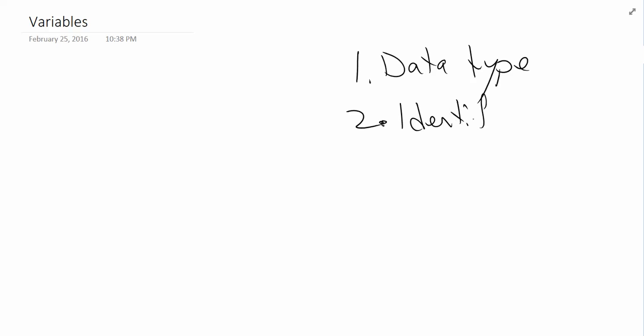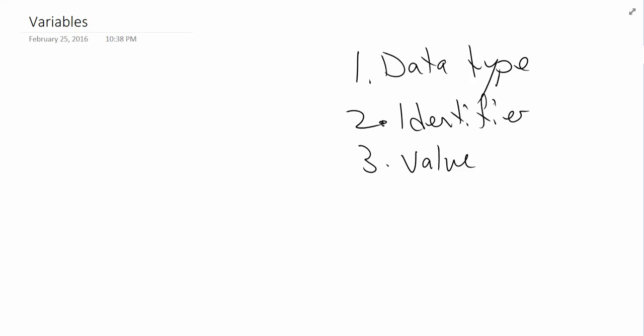So there are three parts to every single variable. The first part is the data type. The second part is its identifier. And the third part, of course, is its value. These three pieces of information serve to define what exactly a variable is, in this case a very specific variable, or in any case, for that matter, inside the world of programming.